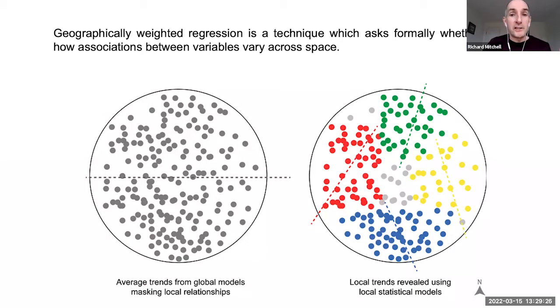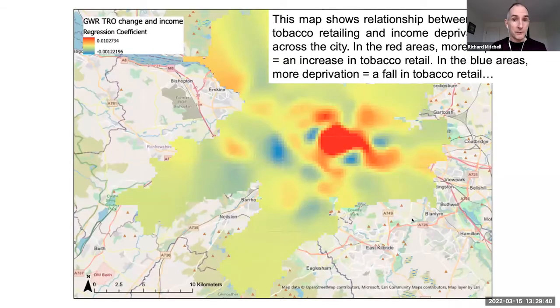And this asks formally whether and how associations between variables vary across space. So rather than doing one single regression for everywhere, in effect, we end up doing lots of regressions for different parts of the city. And what you produce from that is a map like this one. So this is a surface in which now we're drawing the regression coefficient for the relationship between deprivation and tobacco retail outlet change. And you can see that we've got really sharp spatial variation.